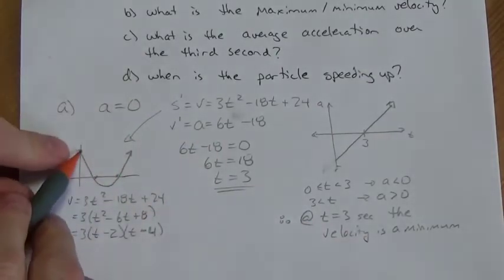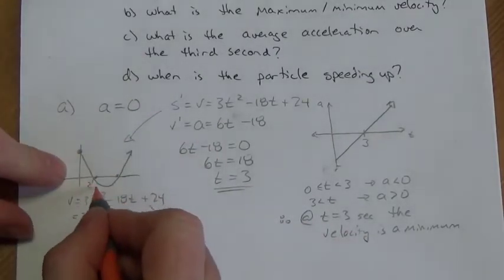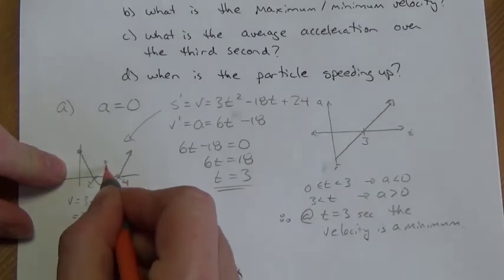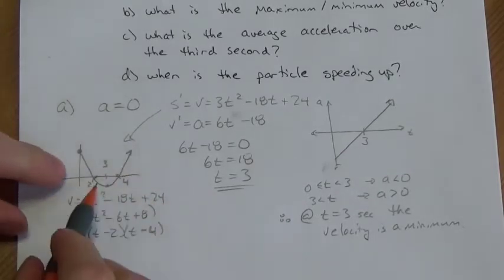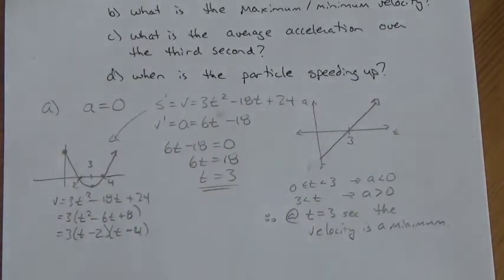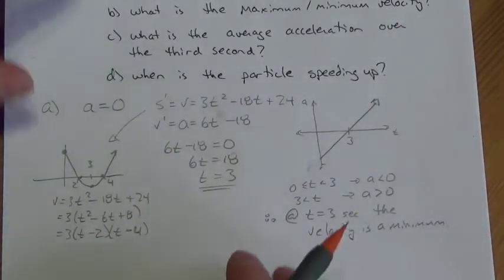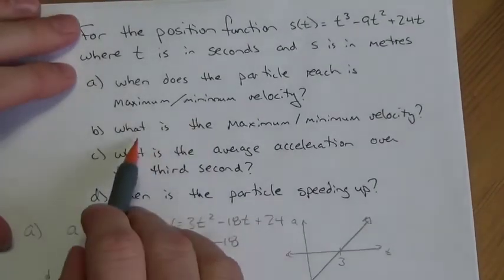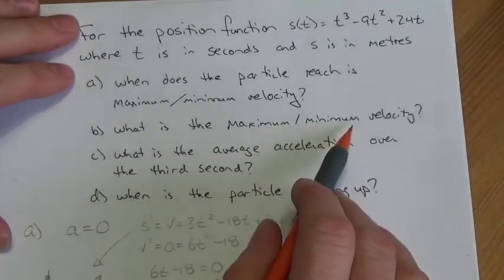But I can see that the velocity gets smaller. Here's 2, here's 4, and then right in between there at 3, it's going to hit its minimum. But I already determined that that was the case here by looking at the acceleration. Okay, neat. Back up here. What is the maximum or minimum velocity?